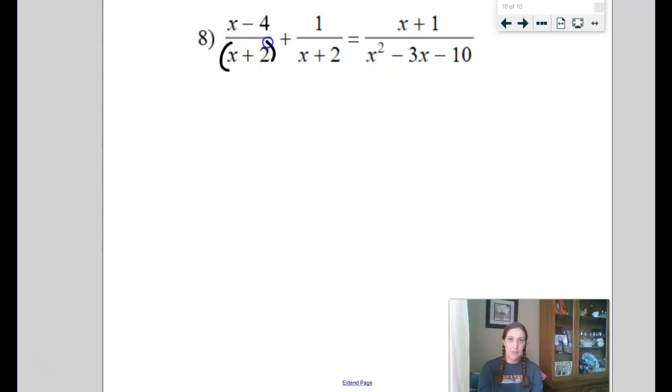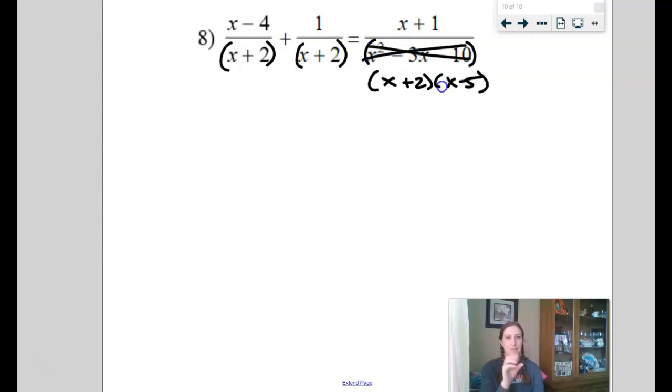We've got an x plus 2. We've got an x plus 2, so that's common. Then we've got this one. Well, this factors. In fact, I bet it has an x plus 2 when you factor it. This factors into, let's see, x plus 2 times x minus 5. So that's my new denominator.